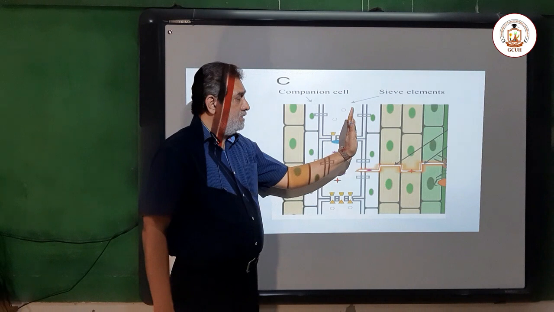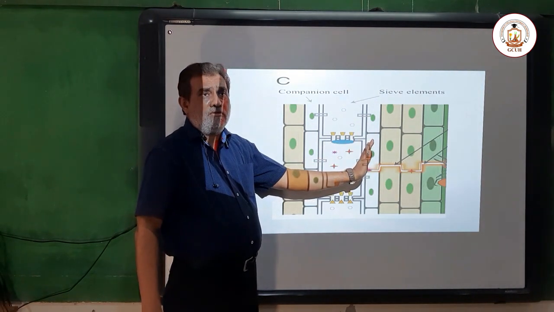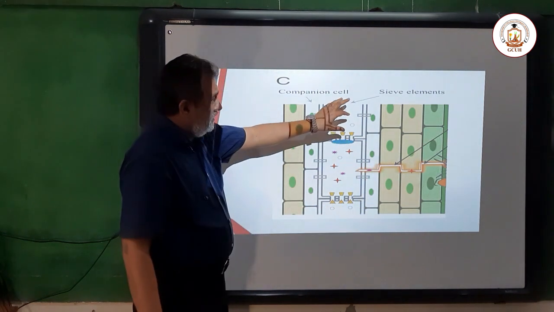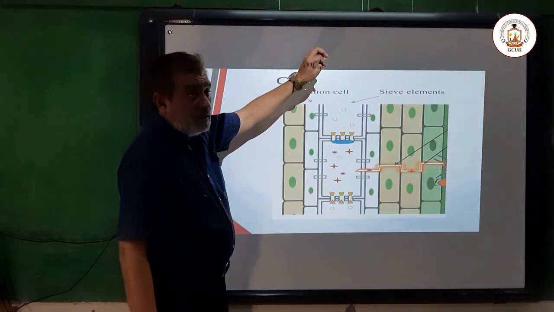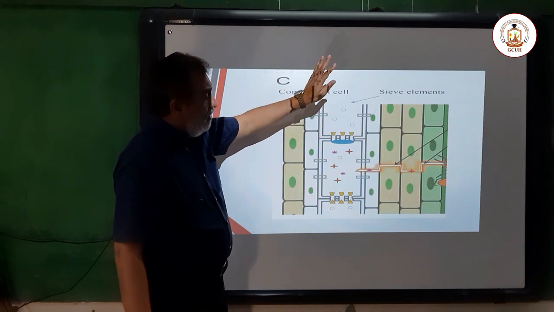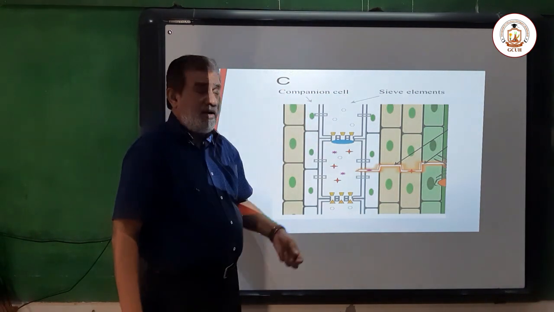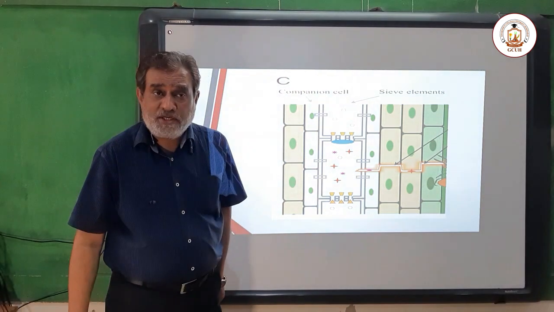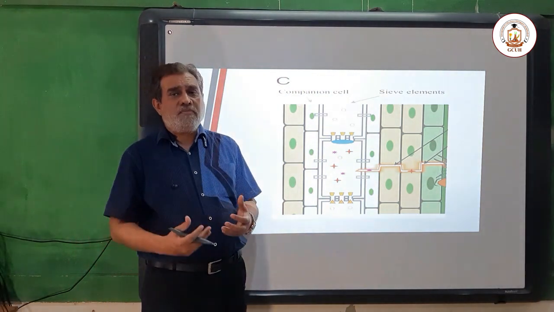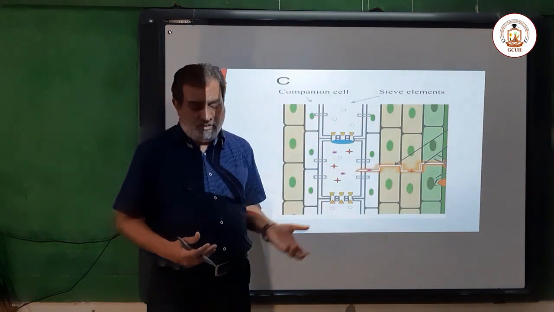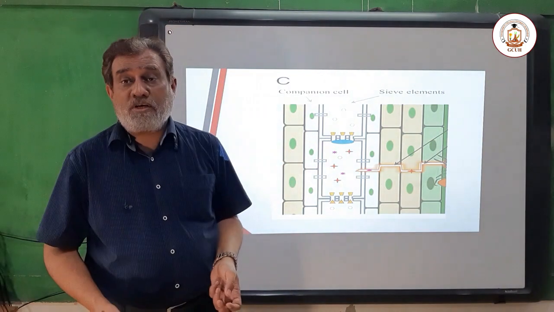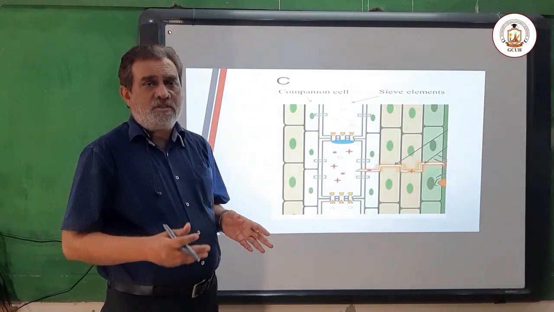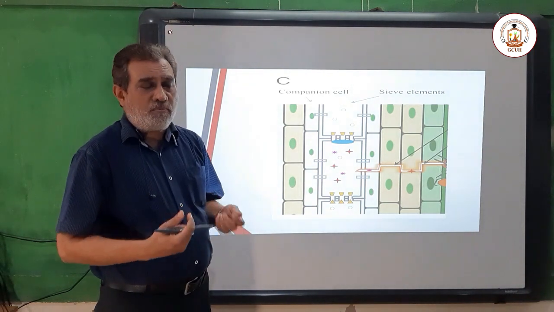With these, parenchymatous tissues are also present. These are called the companion cells, because the sieve cells do not contain nuclei in them, although they are living. With these, the fibrous tissues are also there, as well as the parenchymatous tissues. So, if you see, the phloem performs the function of conduction, but it does not provide support to the plant.